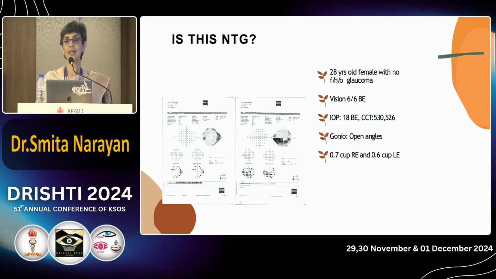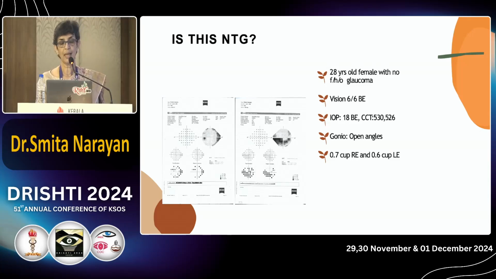Now, this is another patient, a 28-year-old female with no family history of glaucoma. Vision is 6/6 in both eyes, and her IOP is 18 in both eyes. Central corneal thickness is normal. This time a gonioscopy has been performed and the angles are found to be open. She has a 0.7 cup in the right eye with a corresponding inferior arcuate scotoma and a 0.6 cup in the left eye with a nasal step. So is this normal tension glaucoma?